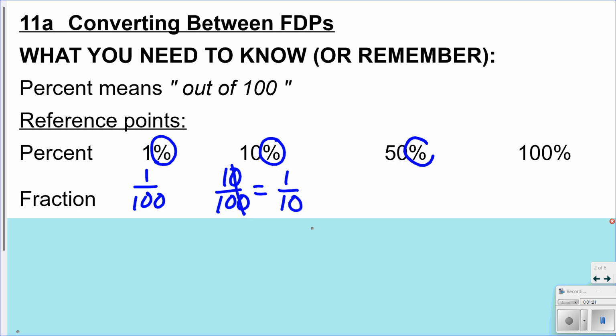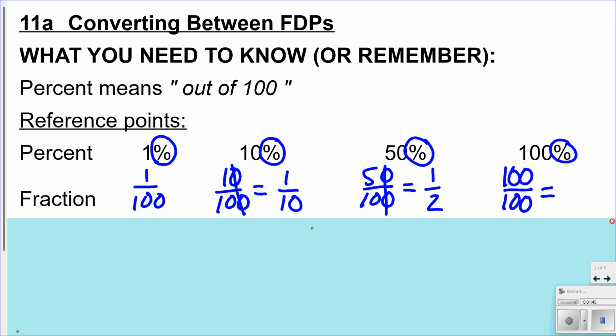50% is 50 out of 100. We can simplify that to 5/10, which we also should be able to recognize is 1/2. 50% is 1/2. 100%, that means 100 out of 100. And we can simplify that to 1.